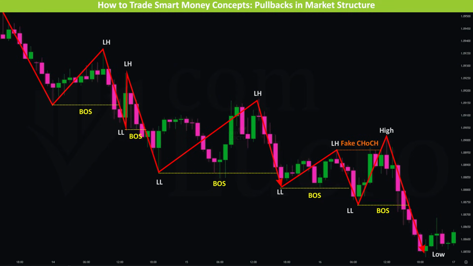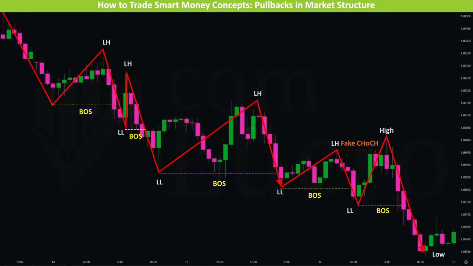If this does not happen, as in this case, the move is classified as a fake change of character and the prior trend remains intact. This was the first criterion for defining a major swing, the level that becomes the origin of a break of structure. The same logic applies in reverse for bullish scenarios.